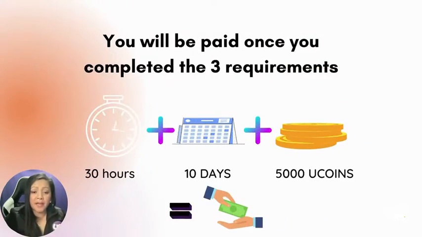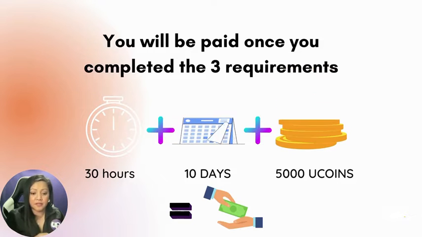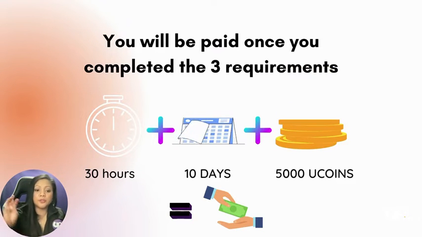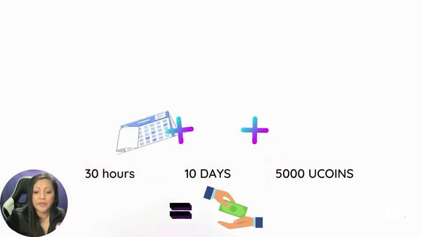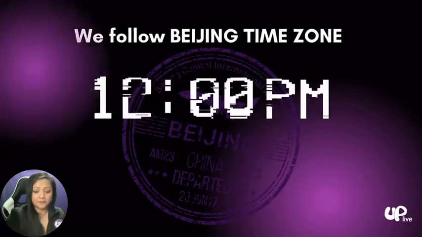Remember, you will be paid once you complete the 3 requirements. It has to be the 3 requirements: 30 hours, 10 days, and Ucoins quota. You have to achieve these 3. If you're missing one, we're not going to pay you. There's no payment going to happen. So make sure you do 3 requirements. Always remember as well that we follow Beijing time zone.